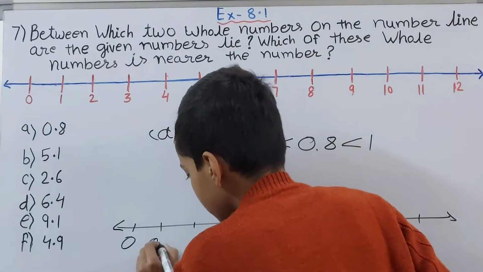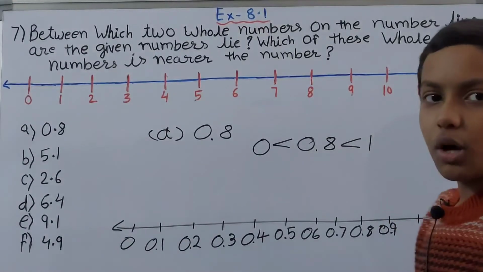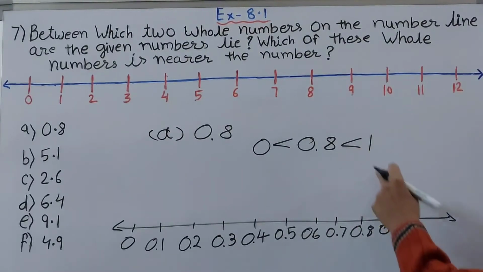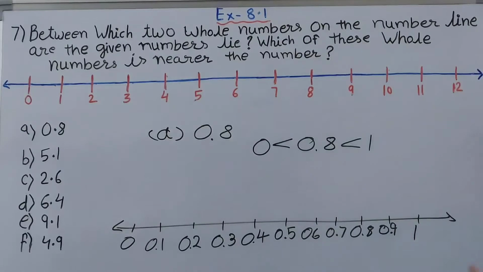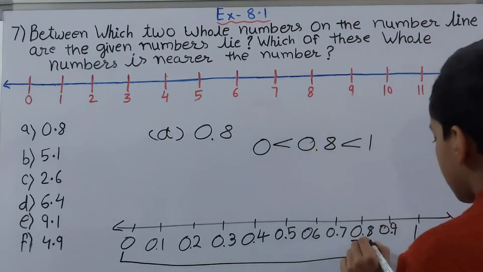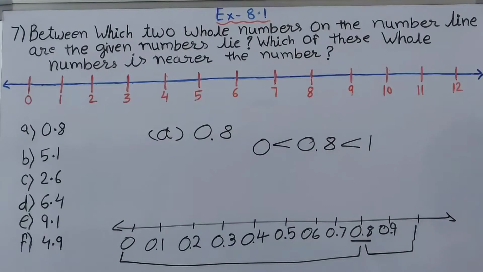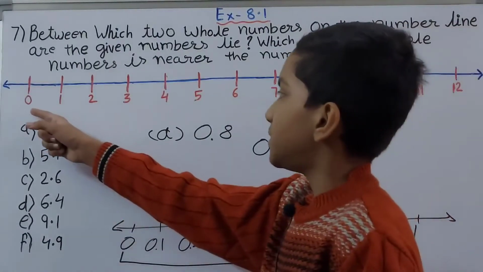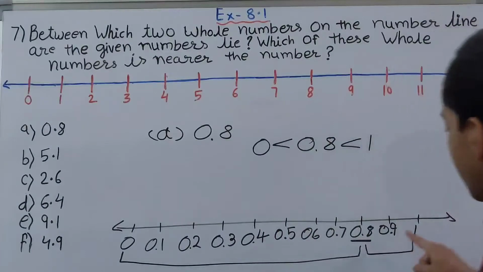So let's start writing 0.1 to 0.9, and after 0.9 you are not going to write 0.10. We will write the second whole number here, which is 1. So this is how we will fill the number line. Now friends, you have to locate your 0.8 over here. So 0.8 is here, and now you can simply see the distance. Now you can simply identify to which whole number 0.8 is nearer. So it is 1. So the answer of this part is that our decimal 0.8 lies between the whole numbers 0 and 1, and it is nearer to the whole number 1.